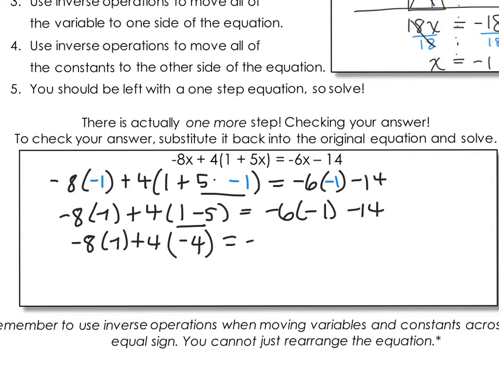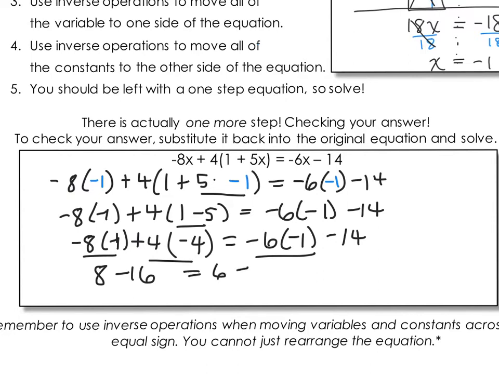How many steps you do at once is kind of up to how comfortable you feel with the order of operations. Now I have a bunch of multiplication. I've got -8 times -1, I've got positive 4 times -4, and -6 times -1. -8 times -1 is 8. 4 times -4 is -16, equals -6 times -1 is 6 minus 14. So 8 minus 16 is -8, and 6 minus 14 is -8, and it checks out.